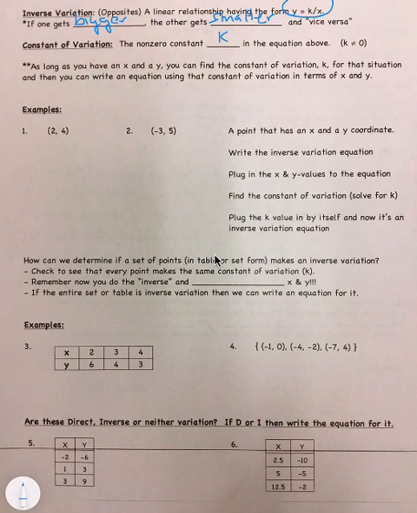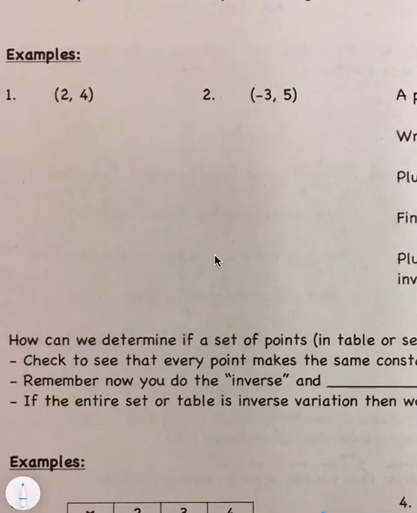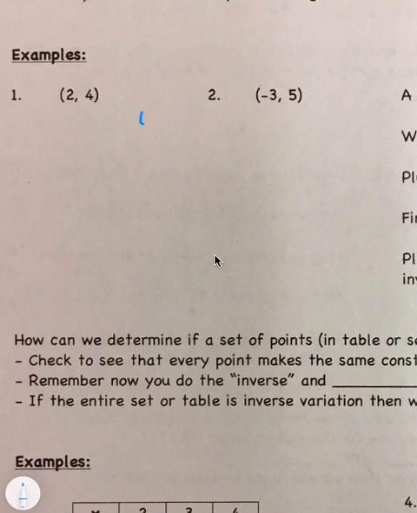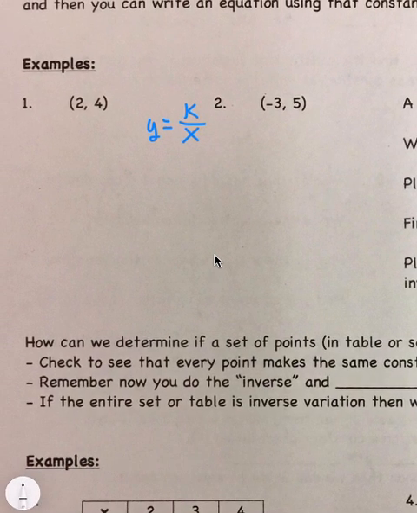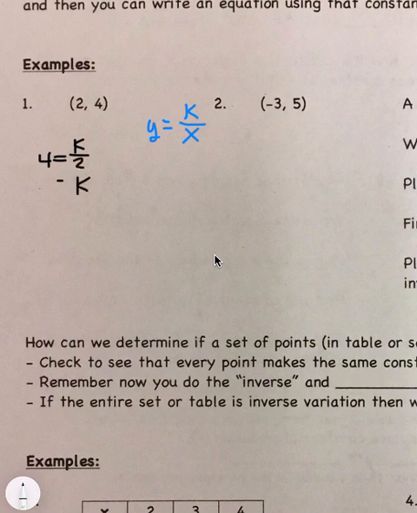So we're going to actually use the exact same 2 points. And now our equation is y equals k divided by x. So we're going to plug these in here. So for 2 and 4, that means we're going to have 4 equals k over 2. K is equal to 8 because we have to multiply. And then y equals 8 over x.